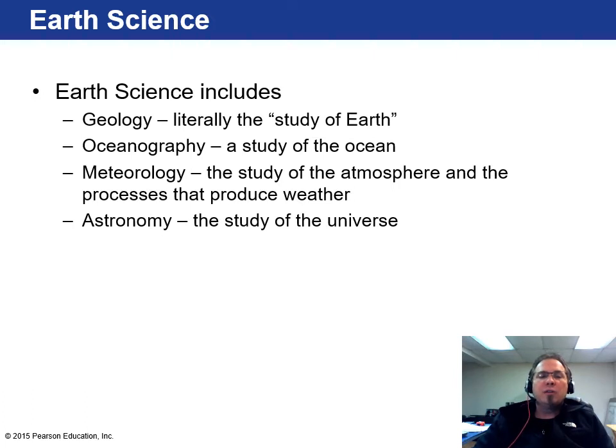So earth science includes geology, which is literally the study of the earth. You have oceanography, which is the study of the oceans, meteorology, which studies the atmosphere and the processes of weather, and then you have astronomy, which studies the universe. So you can kind of specialize in each one of these. I happen to be into the geology portion of it. But these are all part of Earth science because they all take place on Earth or at least in the solar system or universe. But the processes and the methodologies are still the same, whether you're on Earth or Mars, for example.